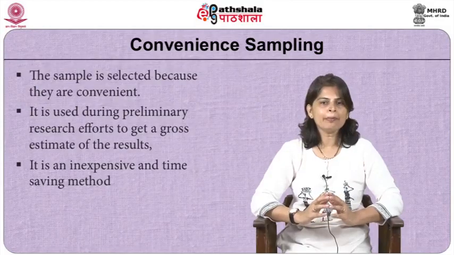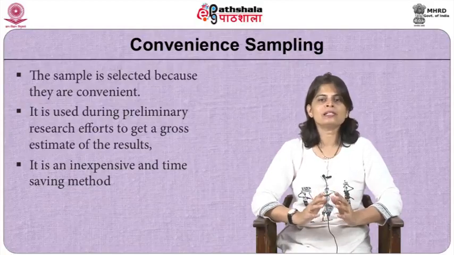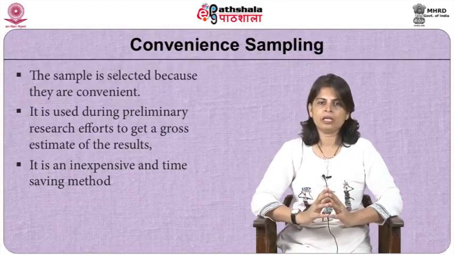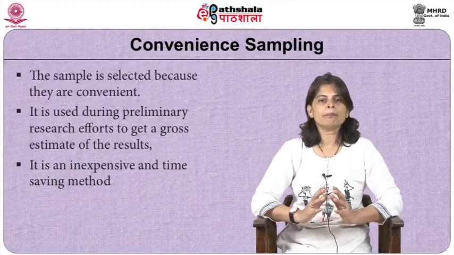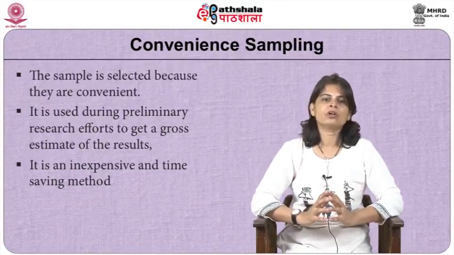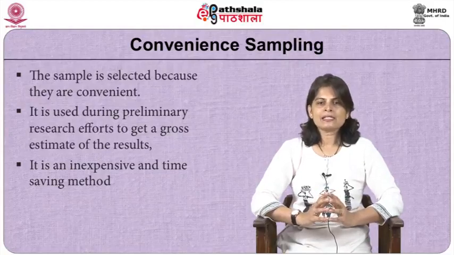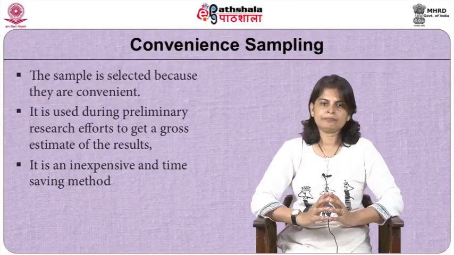The third is convenience sampling. The sample here is selected because they seem convenient. It is usually used during preliminary research efforts to get a gross estimate of the results. It is a very inexpensive and time-saving method.